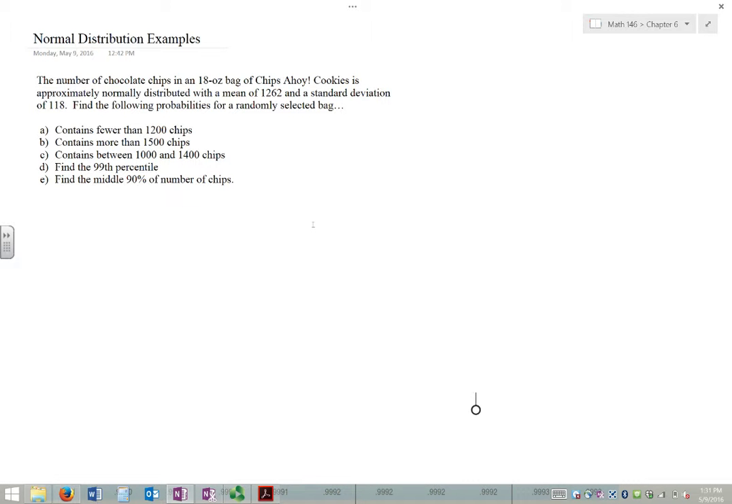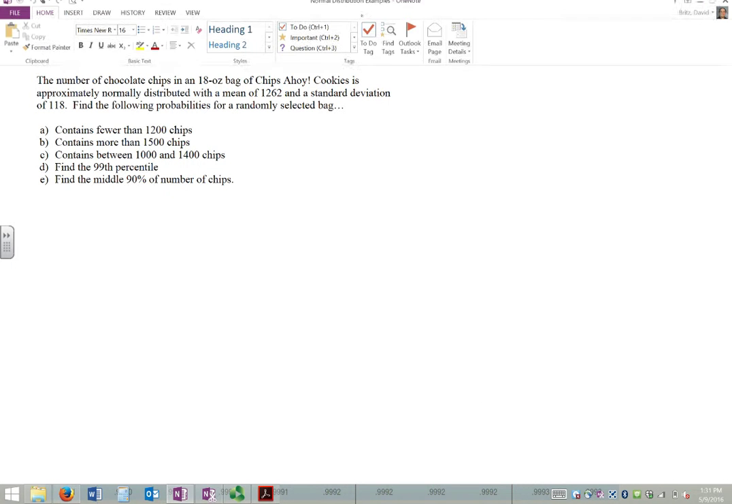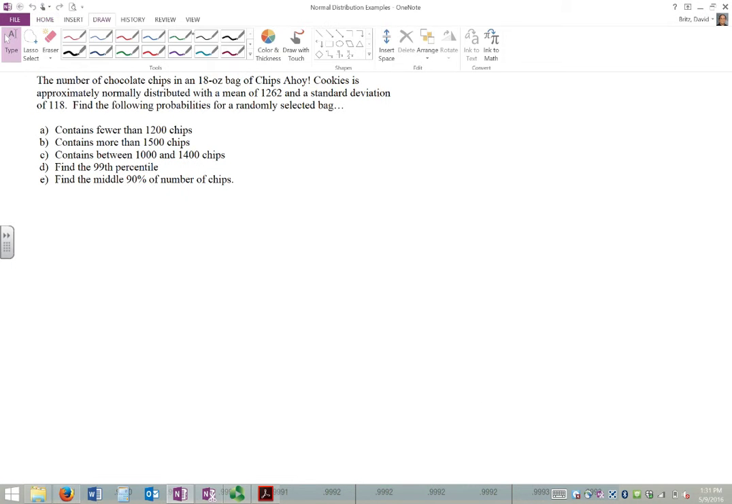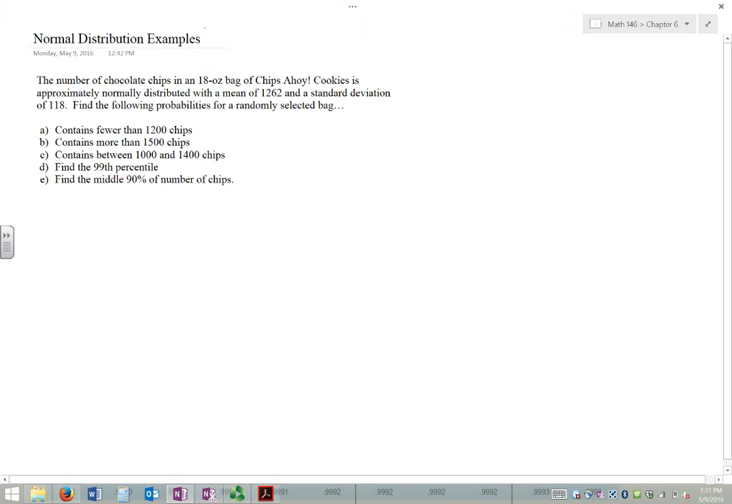So we have a population here. The number of chocolate chips in an 18-ounce bag of Chips Ahoy is approximately normally distributed. So we have a mean of the population of 1,262 and a standard deviation of 118. So we want to find the following probability.